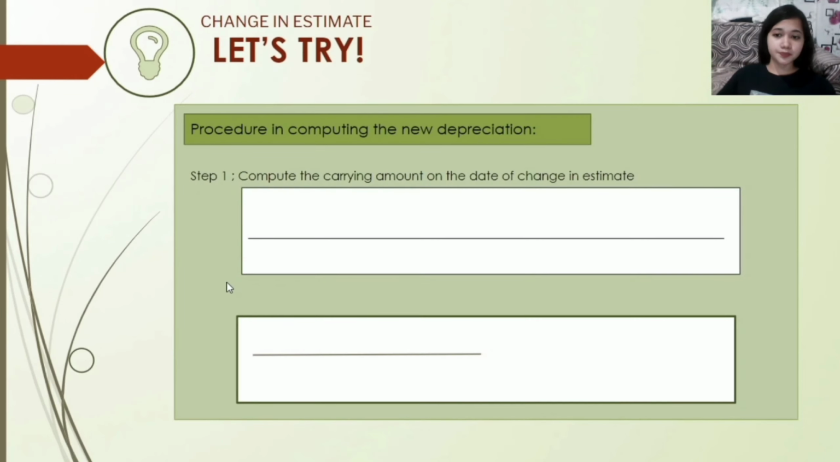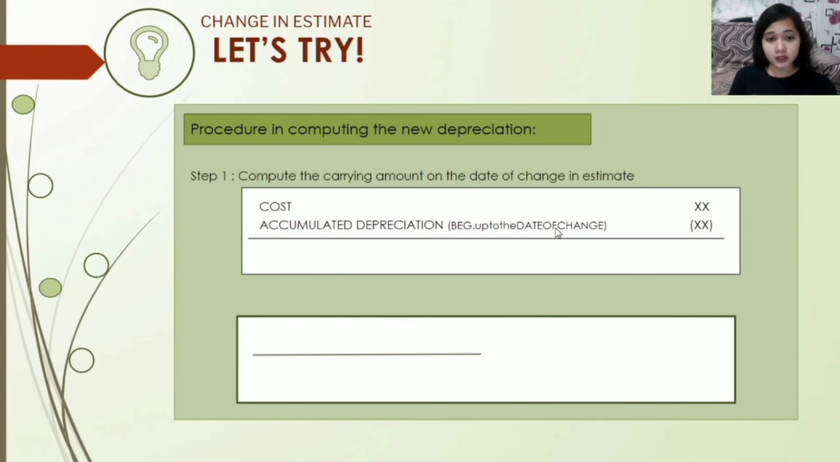First, yung procedure kung paano kinukompute yung panibagong depreciation. Step 1, i-compute muna natin yung carrying amount on the date of change in estimate. Una, yung original cost at yung accumulated depreciation from beginning up to the date of change. And then, makukuha na natin yung bagong carrying amount.